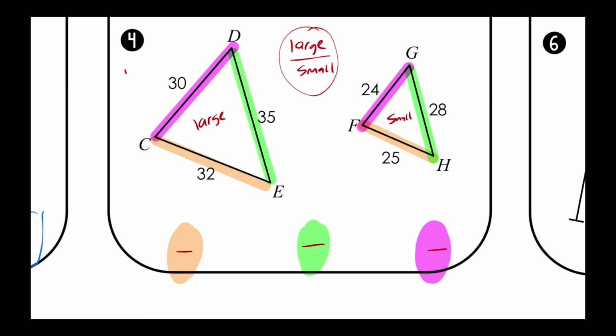So let's first look at the orange. Orange is 32 and 25. So I'm going to put 32 on the top and 25 on the bottom. Okay, now let's do green. Large on the top, small on the bottom: 35 over 28. And then pink, I'm going to put 30 over 24, the large pink side on the top and the small pink side on the bottom.